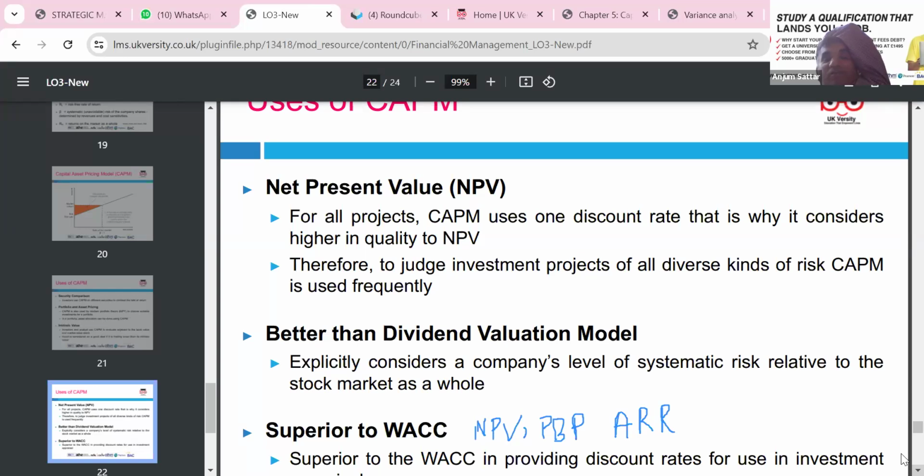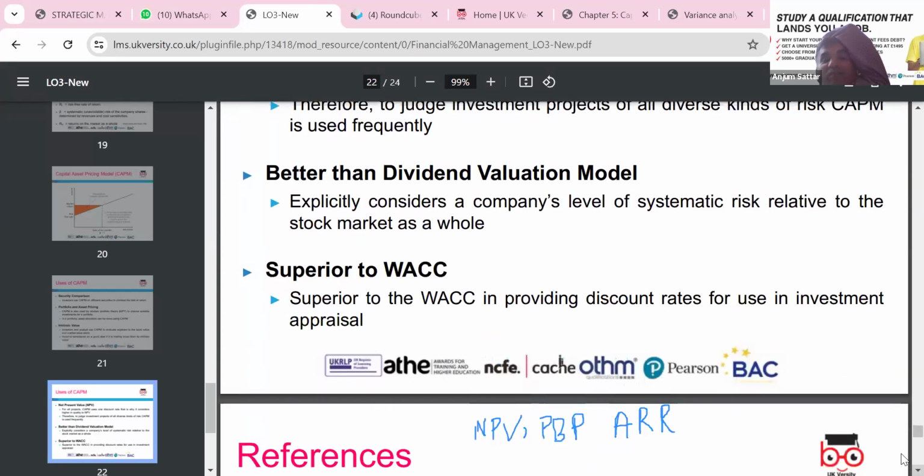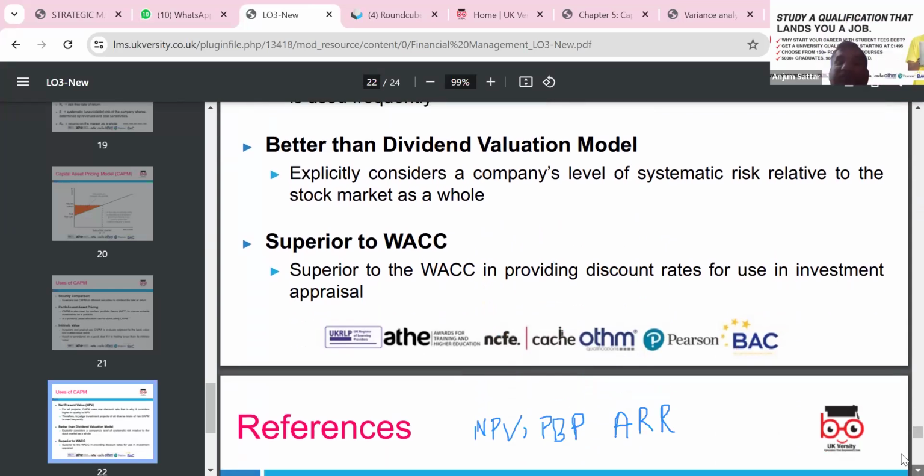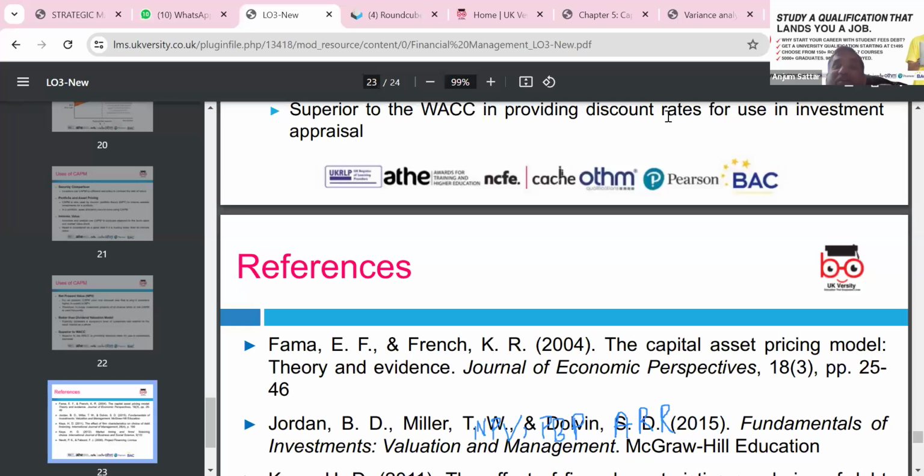We can look around and judge the investment project, the kind of risk attached, and how the risk needs to be minimized. This is better than the dividend evaluation method, because here we can consider the level of systematic and unsystematic risk, and the weighted average cost of capital provides the discount rate that is useful for appraisal purposes. Of course, we can also look at the dividend discount or NPV discount rate.